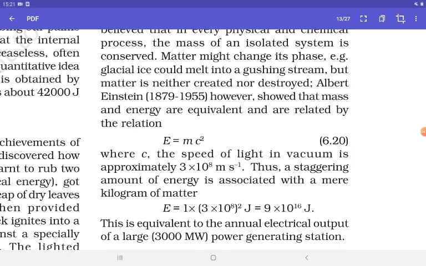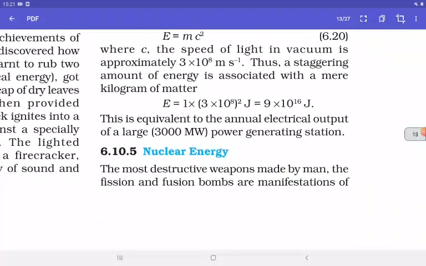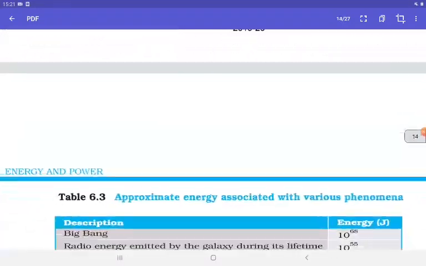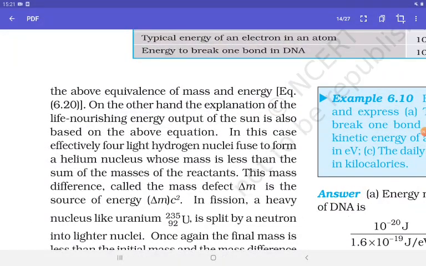Thus, a staggering amount of energy is associated with even a small mass, about 10 raised to 16 joule. This is equivalent to the annual electrical output of a large 3000 megawatt power generating station. Nuclear energy. The most destructive weapons made by man, the fission and fusion bombs, are a manifestation of the above equivalence of mass and energy.